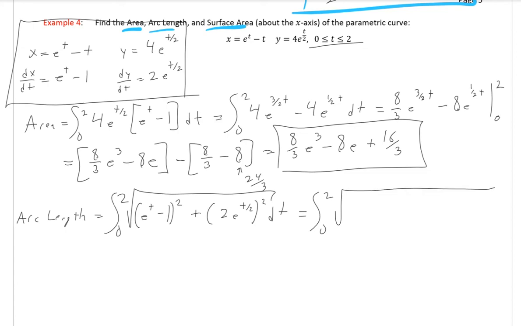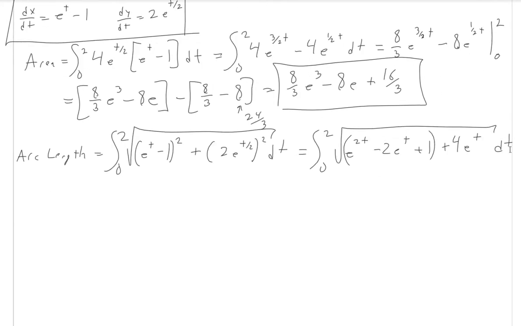If we evaluate each of these, (e^t - 1) squared will give you e^(2t) minus 2e^t plus 1. That'll be the first one squared. And the second one is just a singular term, so it'll give you 4e^t, since e^(t/2) squared is e^t. We combine some terms here: minus 2e^t plus 4e^t. That'll give you e^(2t) plus 2e^t plus 1 dt.